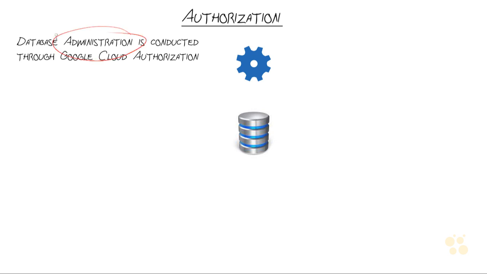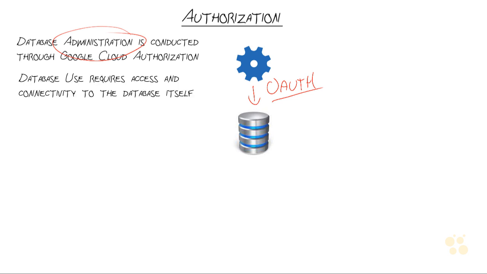Administration for your Cloud SQL databases is done through the Google Cloud Authorization System. You authorize to the project itself, and that means administration happens over OAuth, right? So that was where you exchange a token and you log in with a user inside of your Google Cloud Platform product. And those users are managed inside of the Google Cloud project, totally separate from what we're talking about. What we're talking about is connecting to and using the database. We need access and connectivity to the actual database itself.